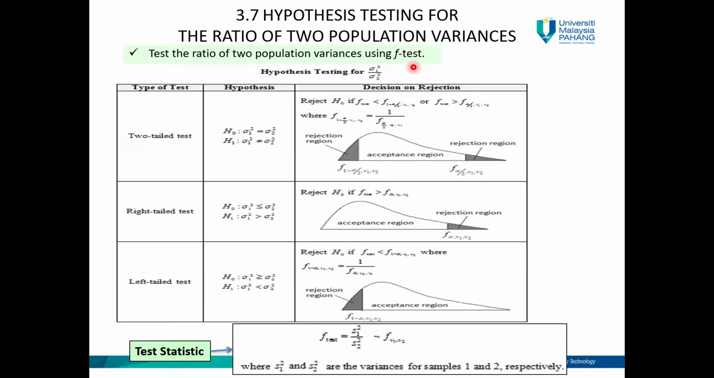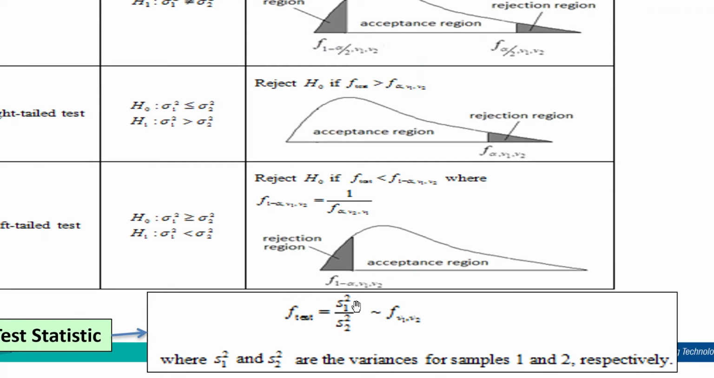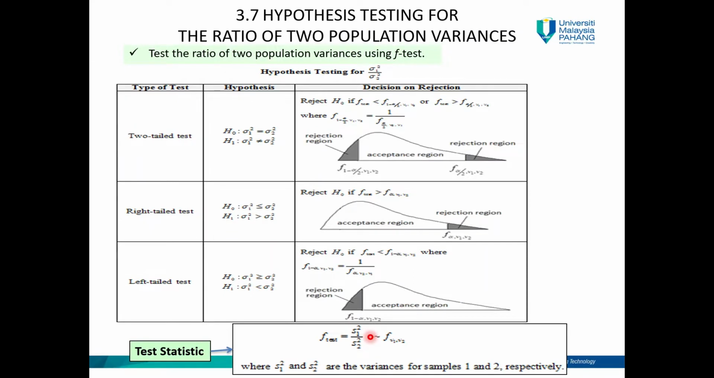So the type of test that you will use for two population variances is the F test. It's not Z test, not T test, not chi-square test, but F test. And the formula is very simple. In fact, it is the most simplified formula: sample variance from population 1 divided by sample variance from population 2. That's it. Sample variance 1 divided by sample variance 2. That is the formula to calculate your test statistic for this hypothesis testing concerning the ratio of two population variances.